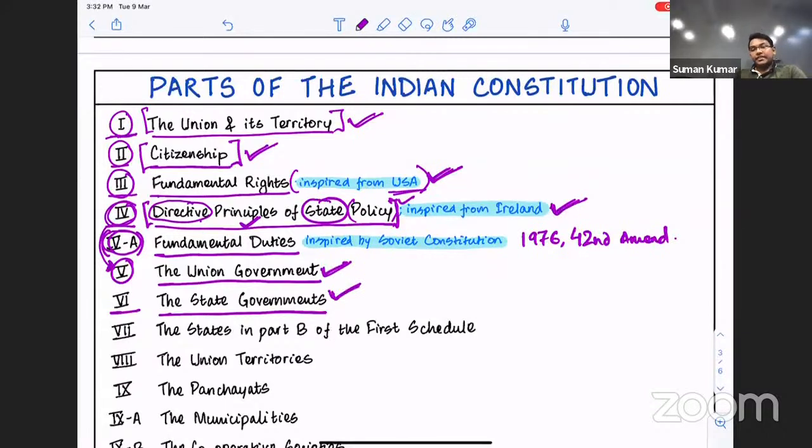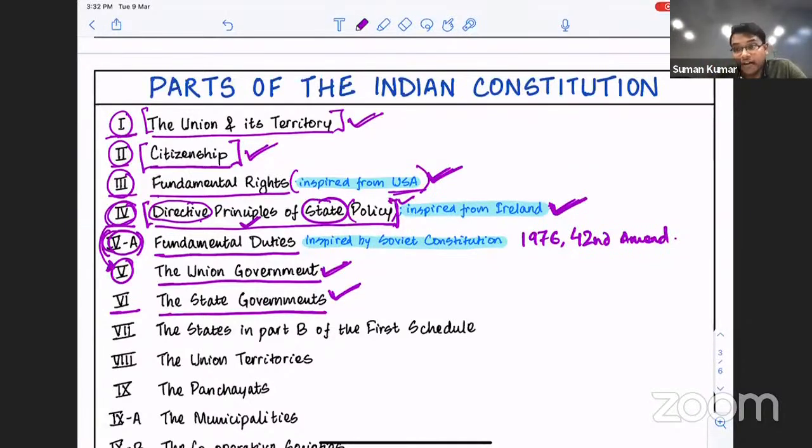So in 1976, during the prime ministership of Madam Indira Gandhi, it was envisaged that citizens of a country have fundamental rights, उनके पास कुछ अधिकार हैं. The government has certain duties or responsibilities or guidelines that the government needs to follow, which is in the form of directive principles of state policy.